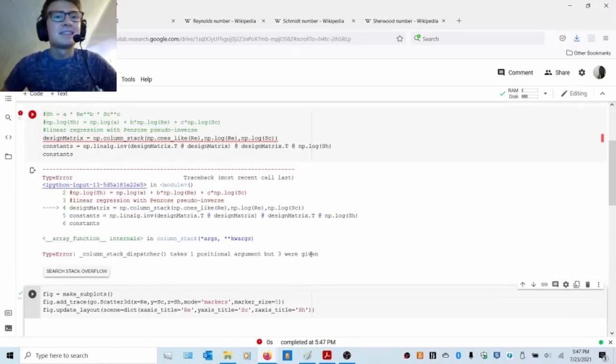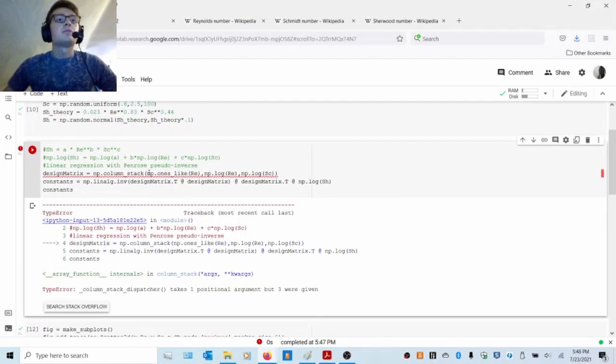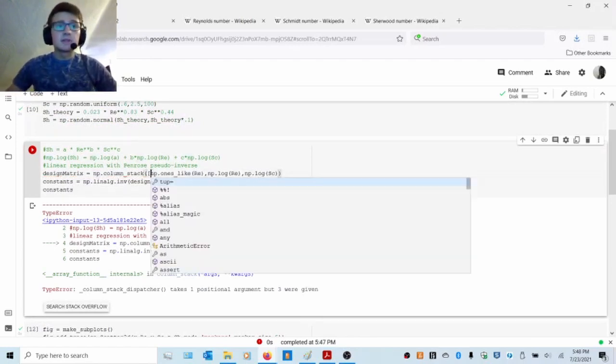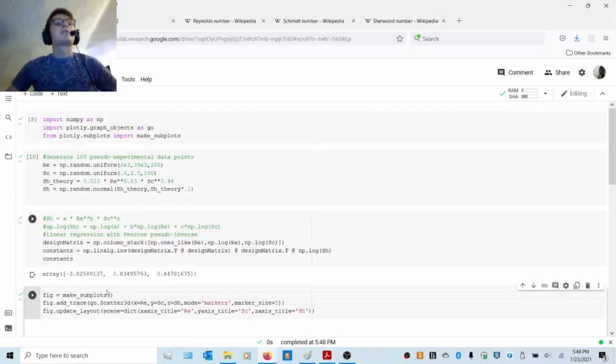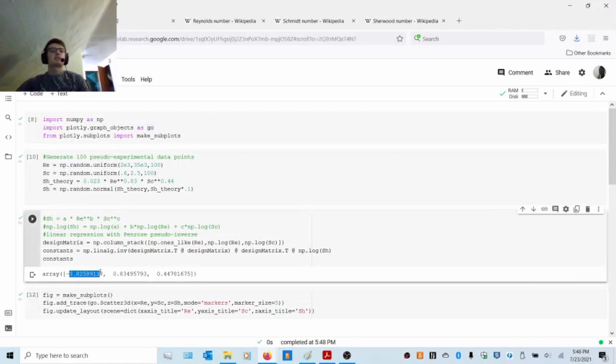Oh, it didn't like it. It takes one. Oh, okay, shoot. So I was supposed to give it like a matrix, basically. So I need to give it a tuple, rather. I needed to put that in there. Yeah, so this is exactly what we wanted to see. So if you look at this, this would be like the constant A, the constant B, and the constant C.